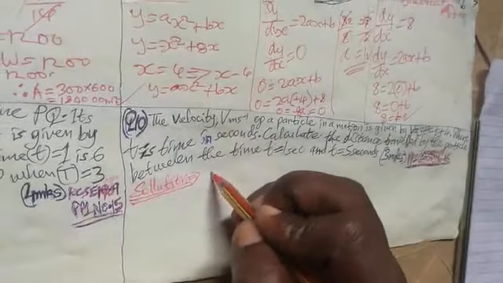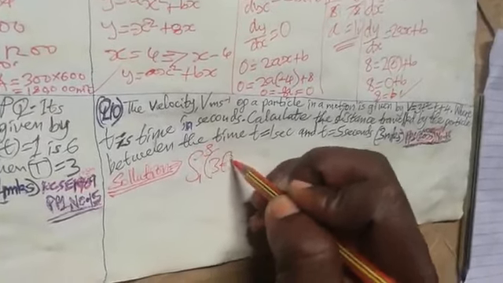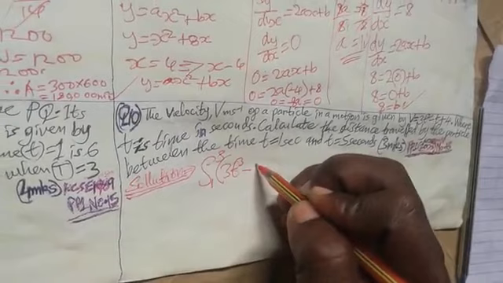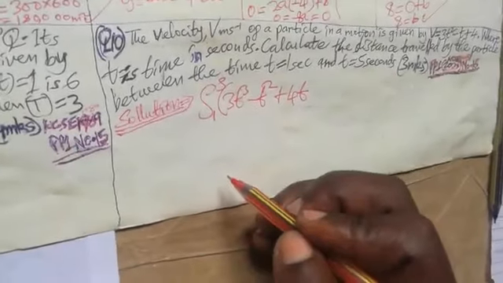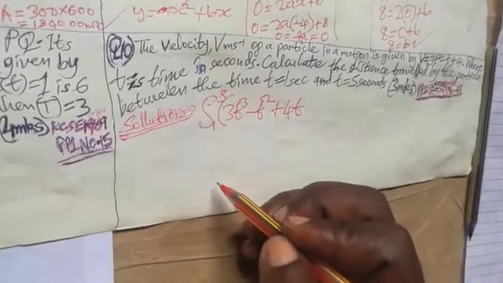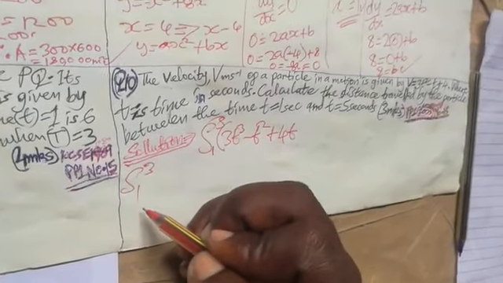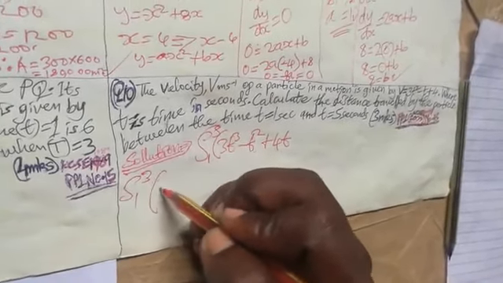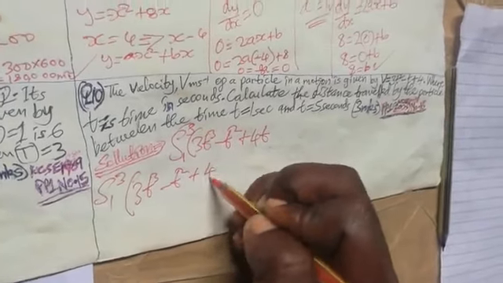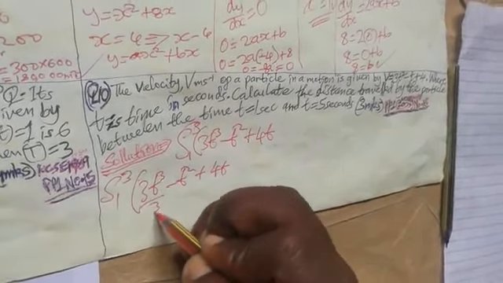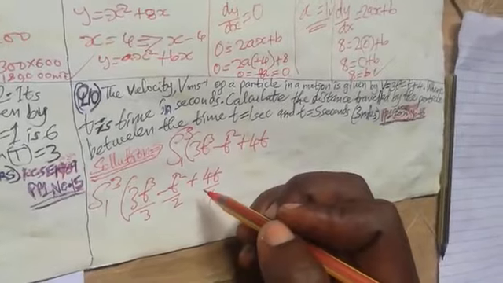Therefore we say, integral from 1 to 5, this will be 3t power 3 over 3 minus t power 2 over 2 plus 4t, by integrating the equation, because we are integrating.